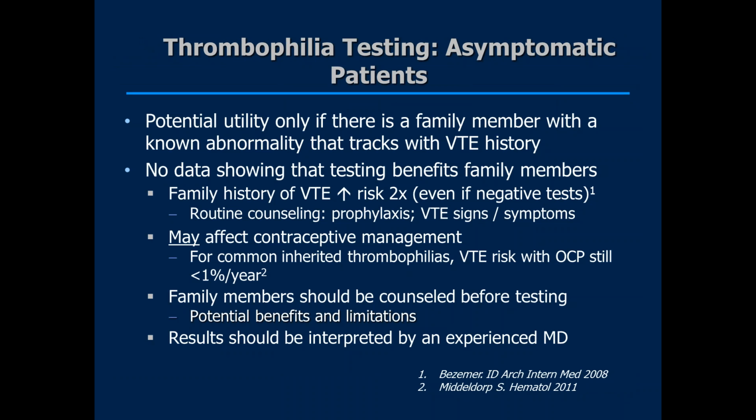So in asymptomatic patients, thrombophilia testing is really probably only helpful if there's a family member with a known abnormality that tracks that VTE history. We don't have any good data showing that testing benefits family members, so no studies have actually been able to tease that out. What we know and what I've discussed is that a family history of venous thromboembolism increases the risk of venous thrombosis twofold, even if someone tests negative for a thrombophilia. And we've seen that the baseline risk of VTE on combined oral contraceptives is higher in unaffected family members than you might expect. So those people need to be appropriately counseled as to their risk, and they need to know about prophylaxis and high-risk situations and signs and symptoms of venous thromboembolism.